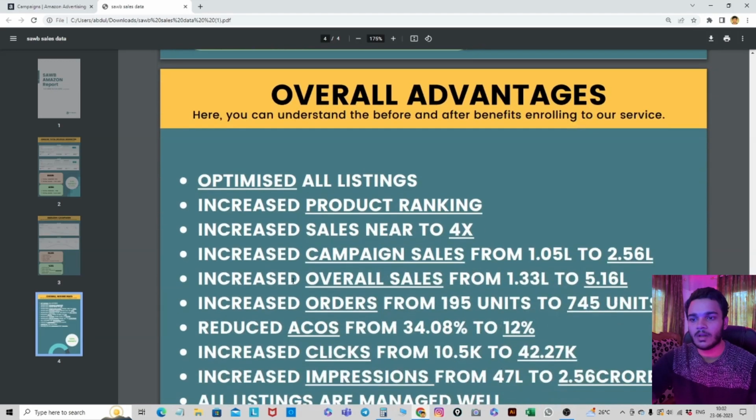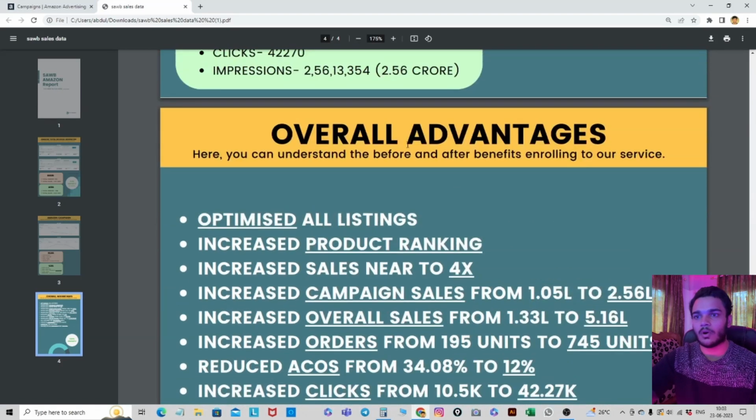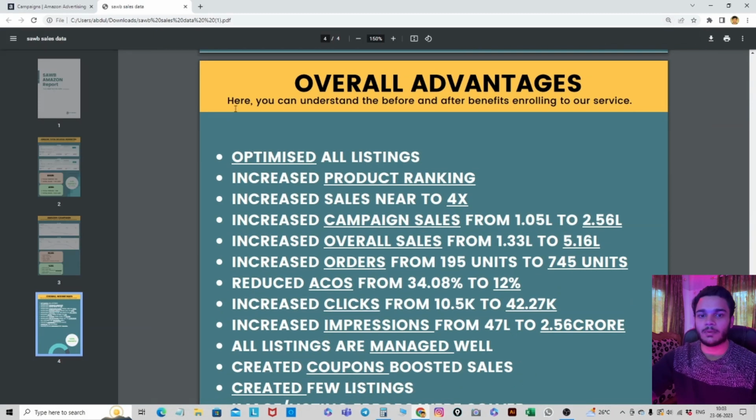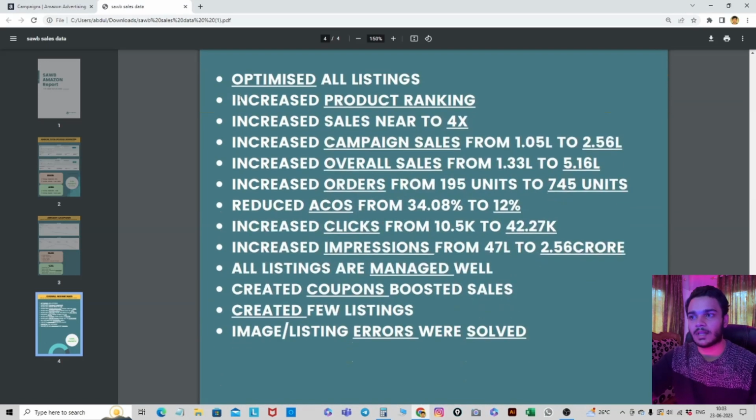Okay, so in the end we can see the overall advantages after joining with me. You can see that I will be creating the data. So we can see I have optimized all the listings with the keywords. We need to make sure that we have used proper keywords in all the listings, because if we have the keywords, then only our product will be organically ranking. So optimization is really, really important. And after that, I have increased the product ranking. Once we include the keywords in the listing, our product ranking will automatically increase. And also we have started to campaign, right? So additional boosting will be there.